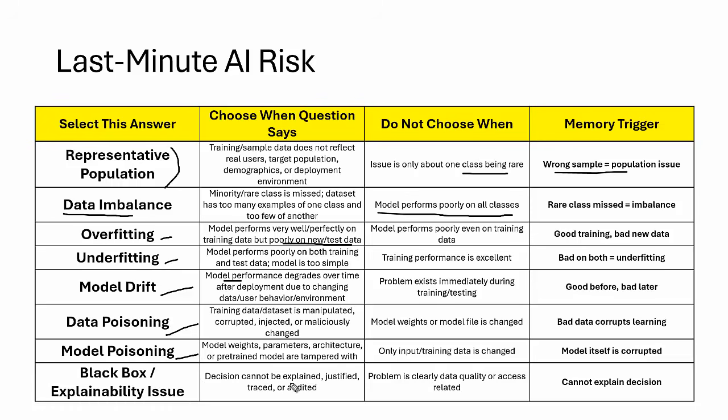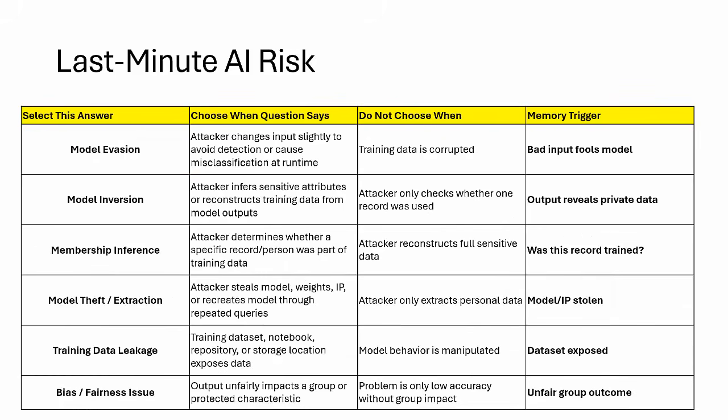If a decision cannot be explained or justified, the answer is basically black box explainability issues. That's something we have to look for. If the question is talking about an attacker changing the input slightly to avoid detection, the answer is model evasion. If an attacker inferred a sensitive attribute or reconstructed training data from model output, the answer is model inversion. If an attacker determined whether a specific record was part of the training data, the answer is membership inference. Actually, by inversion, we can get membership inference also.